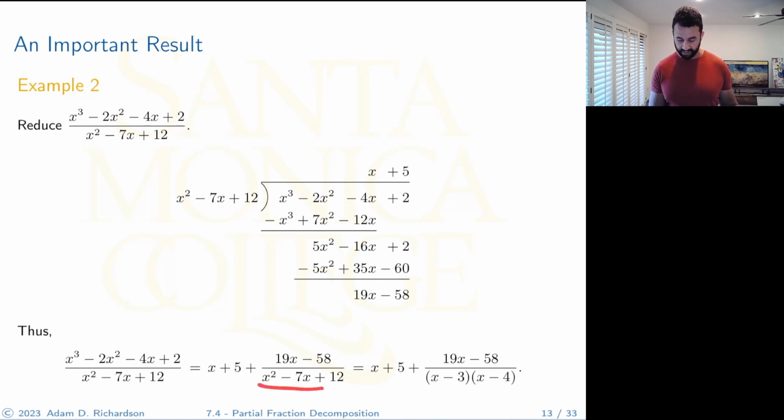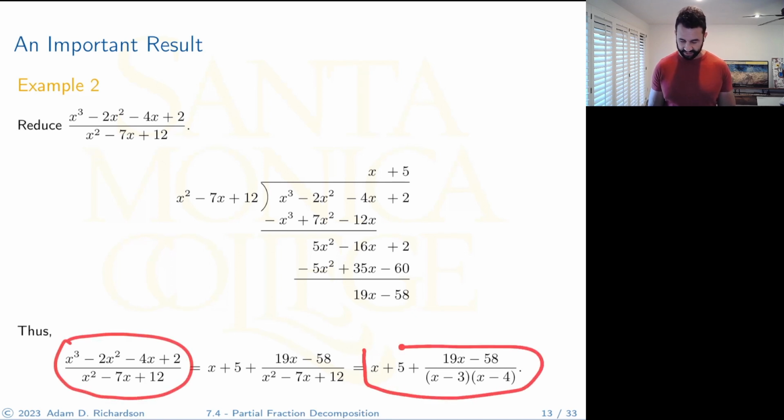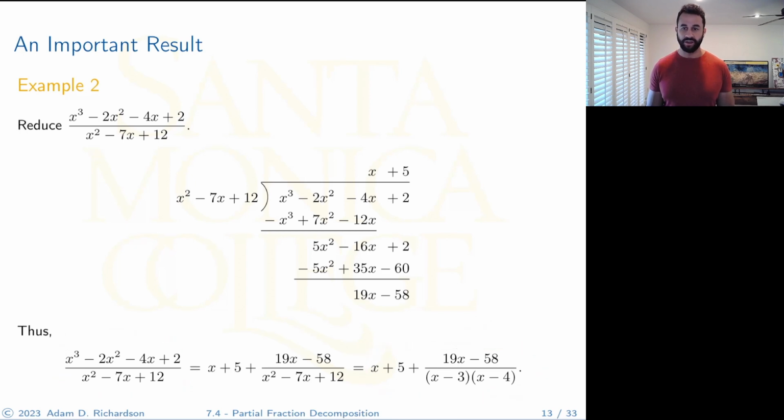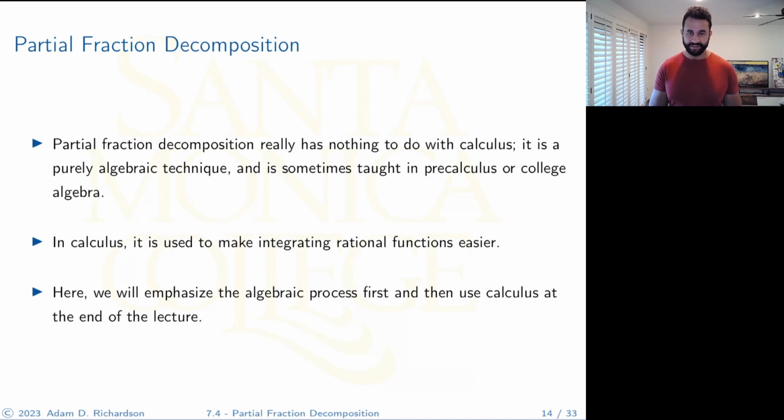But this one actually is not irreducible. You can factor it again, and you get x minus 3, x minus 4. So, long story short here, we can turn something that looks like this into something that looks like this, and this is much easier to integrate. That's the idea. Okay, now we're here.